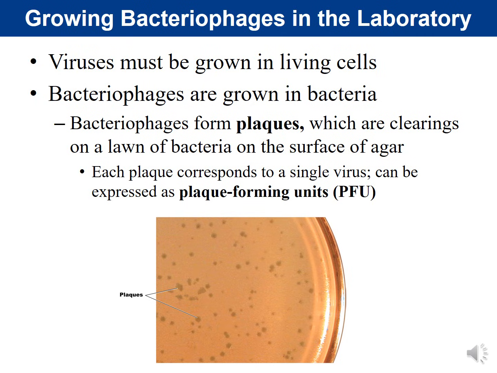Each plaque corresponds to a single virus particle in the original solution. And these can be expressed as plaque forming units, meaning the number of plaques on the plate, which can be used to determine the titer of that particular phage. And again, that's because each clearing is the result of one virus infecting one E. coli, lysing it, and keeping the process going.